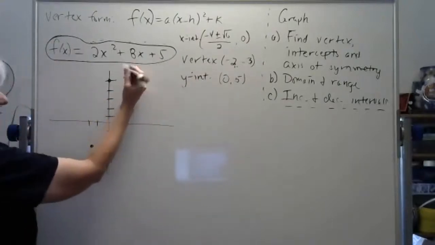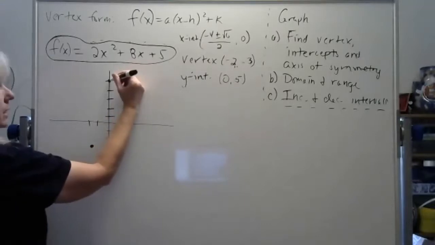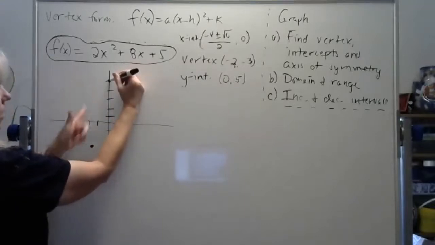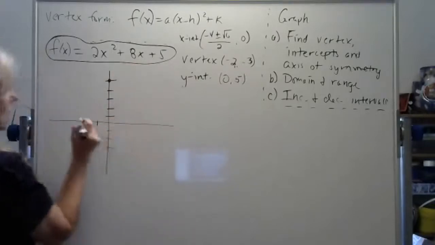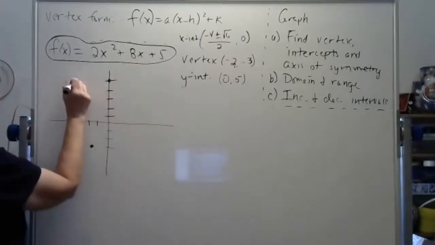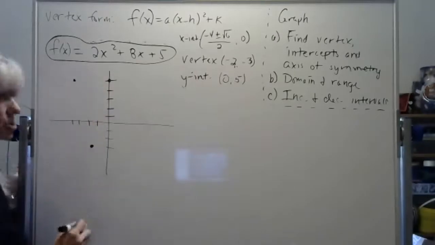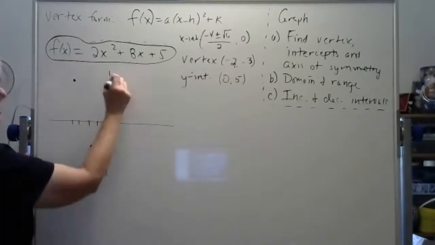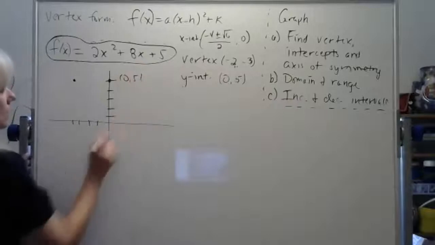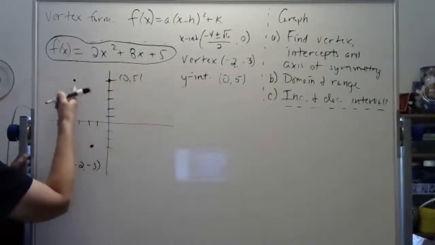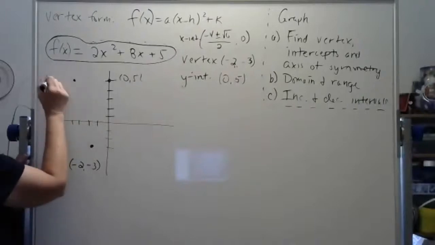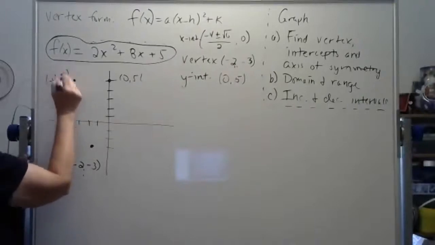So if my y-intercept is over here and I'm 2 units away from the vertex in terms of the x direction, then over here on this side, I'll have another point that is symmetrical to it. I know that this point is over here at 0, 5. I know that this is at -2, -3. So since I was 2 units away on this side, I'm going to be 2 units away on the other. So this is over here at -4, 5.